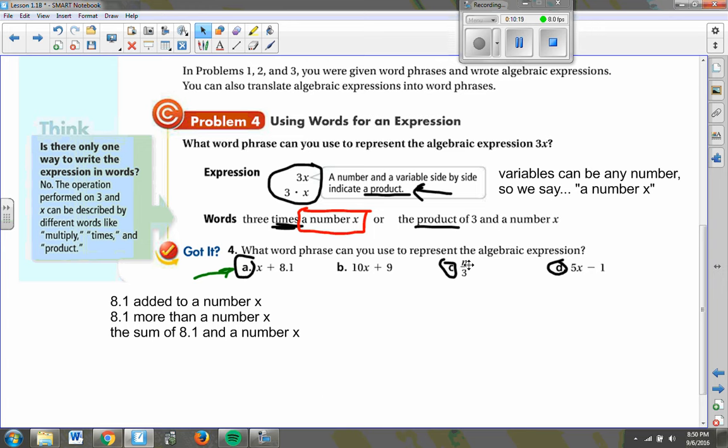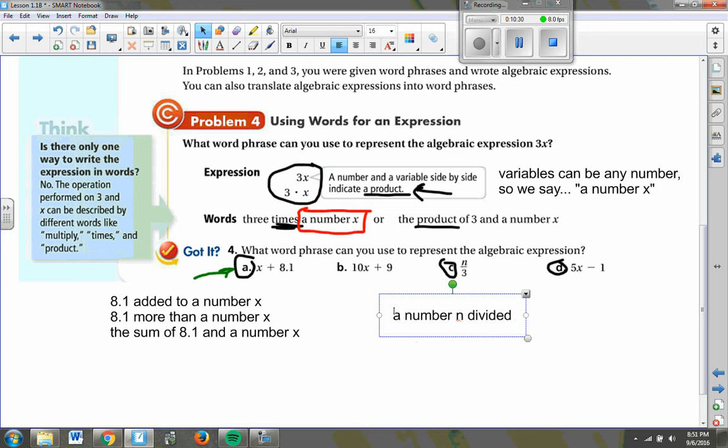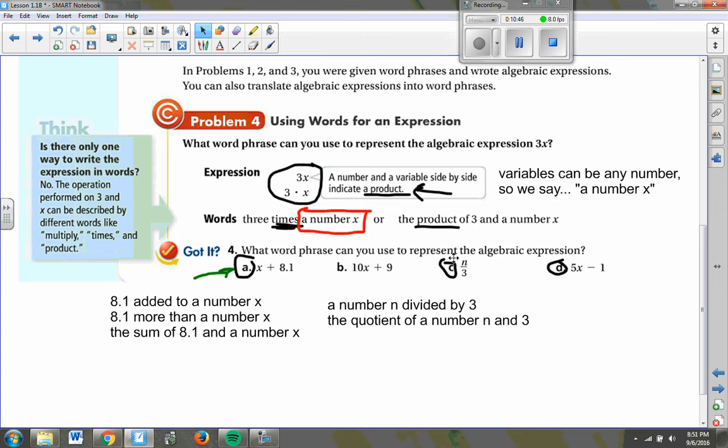Now letter C, we have n and 3 with a fraction bar, which hopefully we understand now means dividing. So I could say a number n divided by 3. Or I could also say the quotient of n and 3. The quotient of a number n and 3. So 2 options for my dividing sign right there in letter C. A number n divided by 3, because remember the fraction bar is division, or the quotient of a number n and 3.